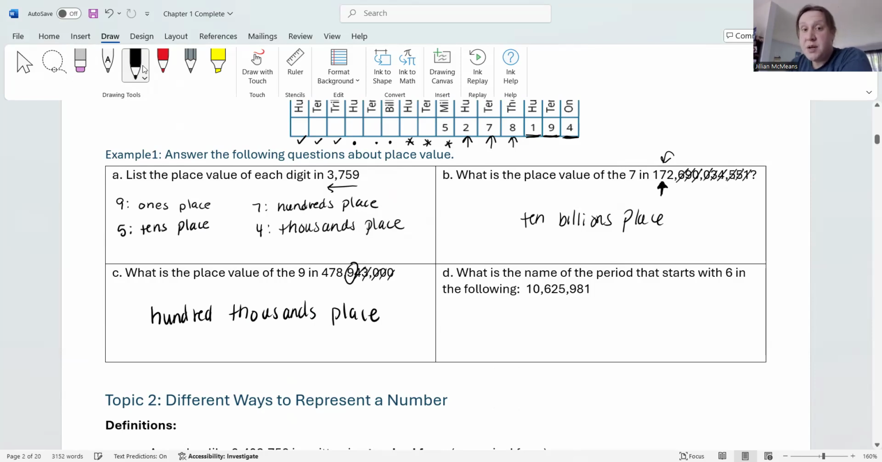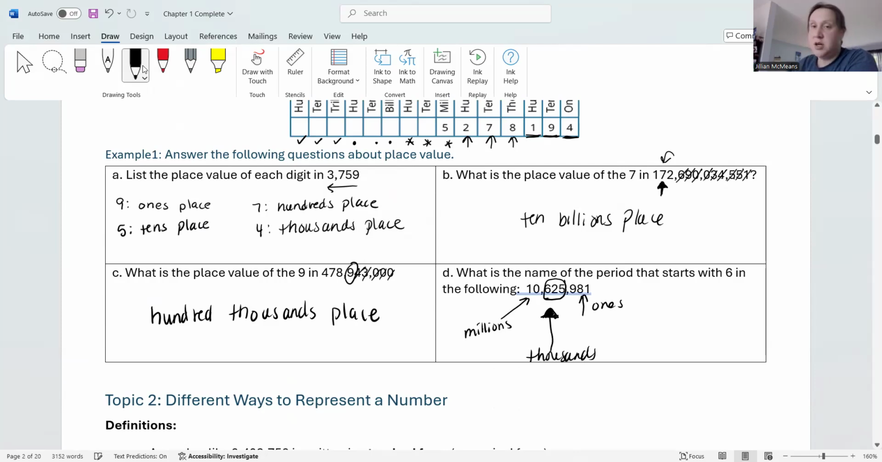All right, finally for part D, it says, what is the name of the period that starts with the 6 in the following number? So notice where the 6 is. We have this group of 3 digits. Well, the first period is the ones period. The third period is the millions period. But the one we're interested in is this one right here, which is the thousands period.